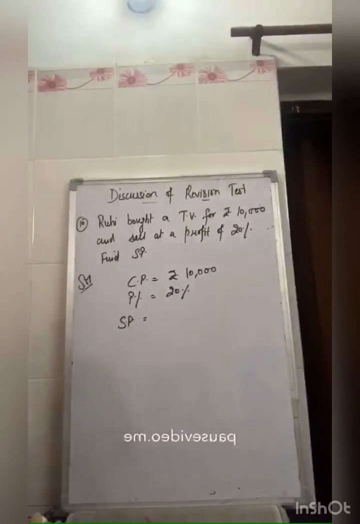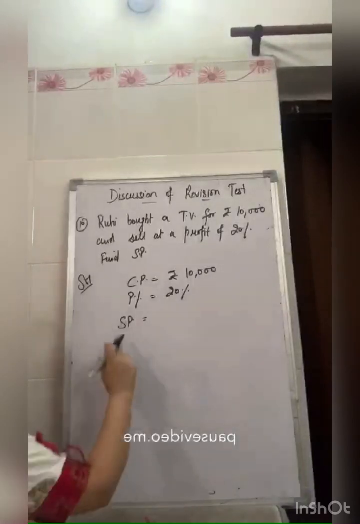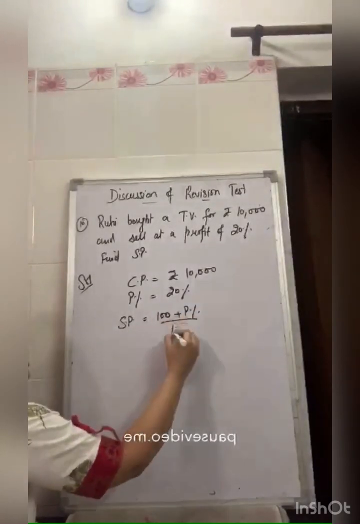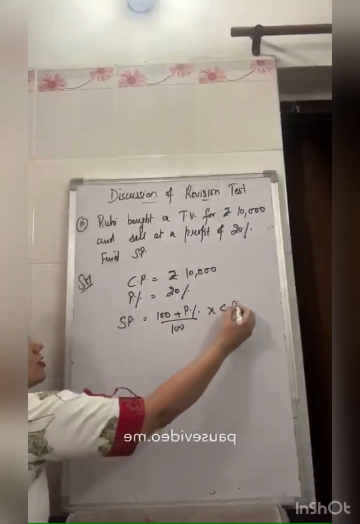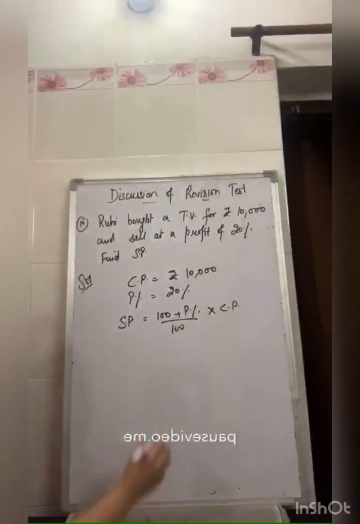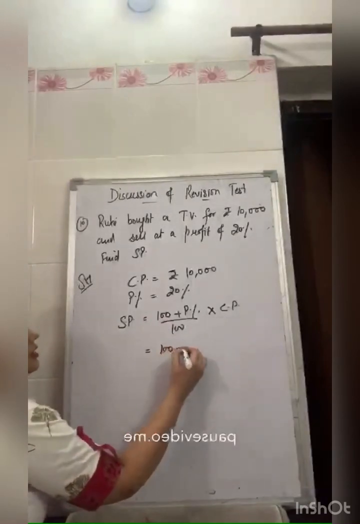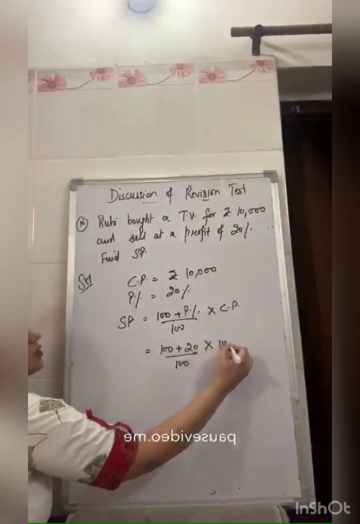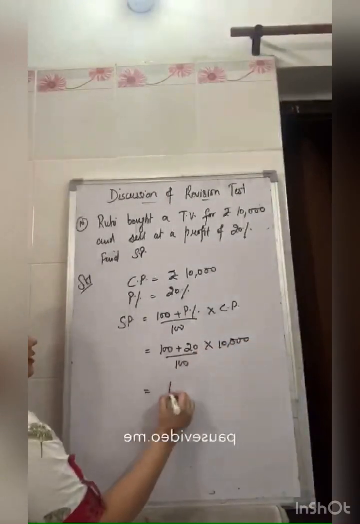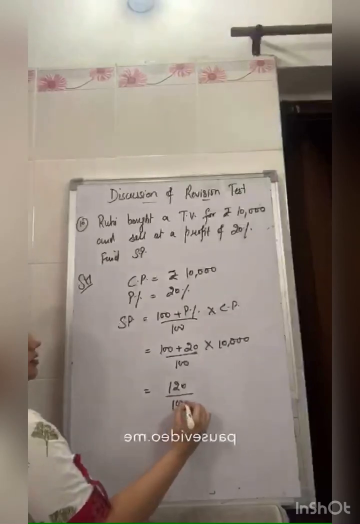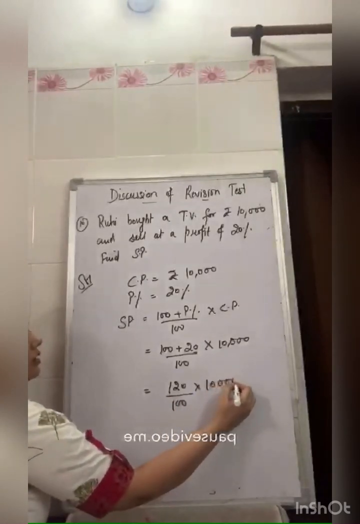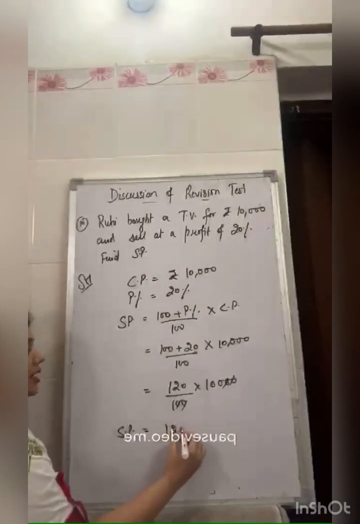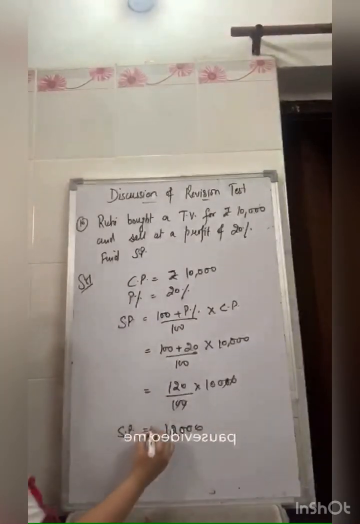For finding the selling price, we have the direct formula. Selling price is equal to (100 plus profit percent) over 100 into CP, right? Now we will fill in the values. (100 plus 20) over 100 into CP, which is 10,000. So after calculation, we get the selling price is equal to 12,000.